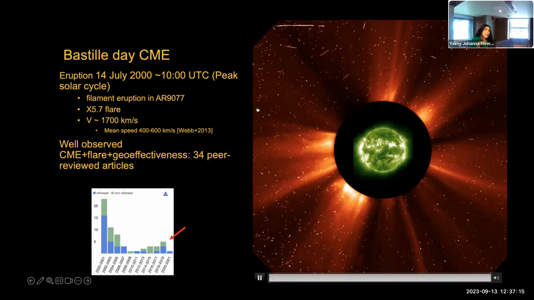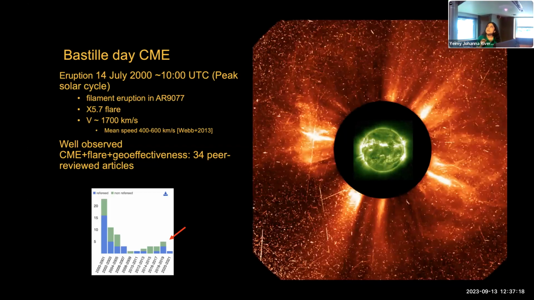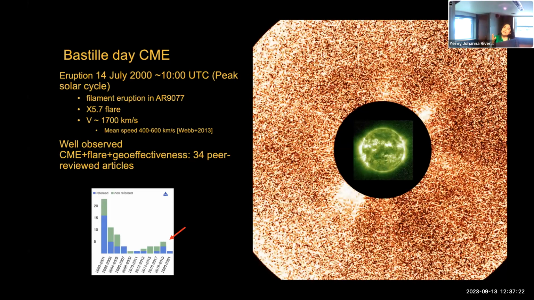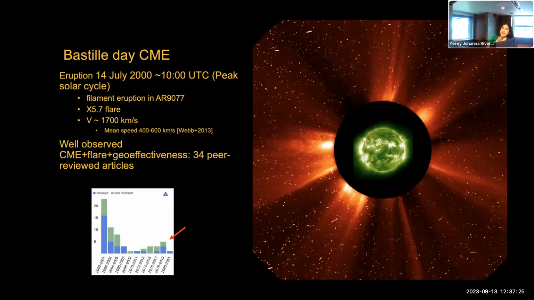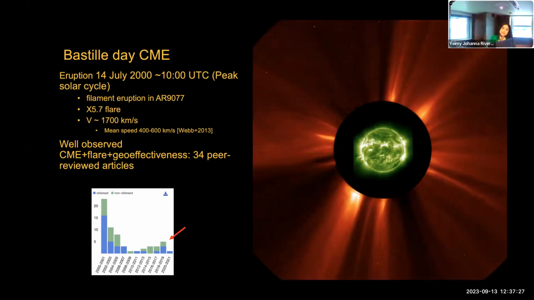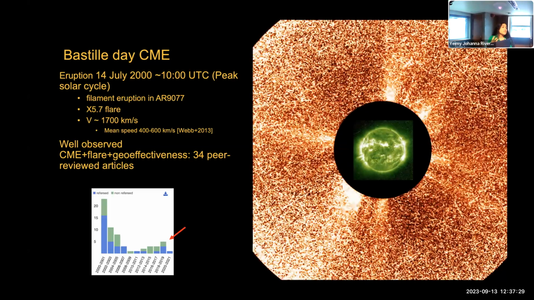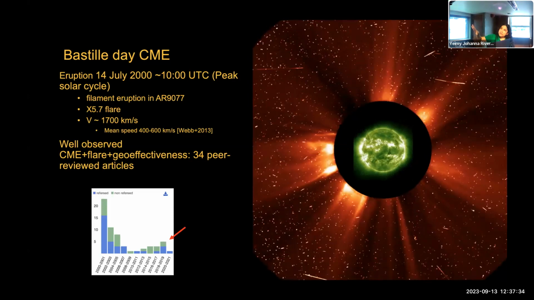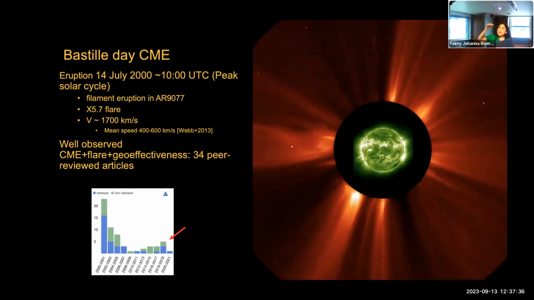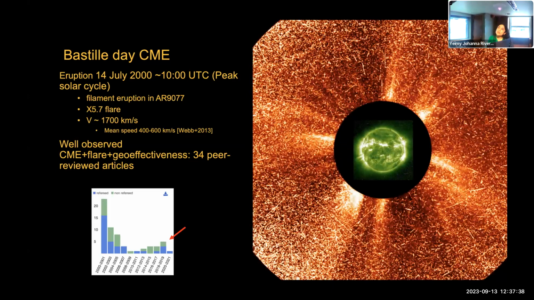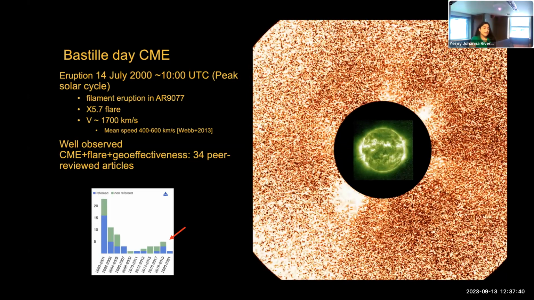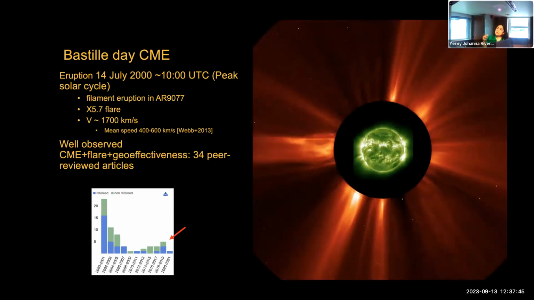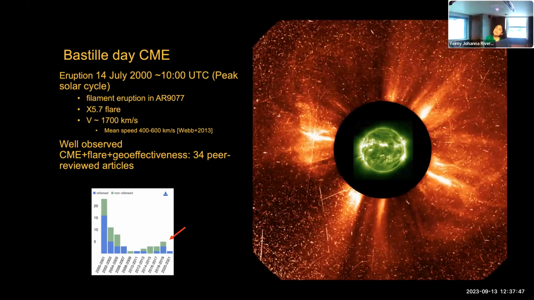But the Bastille Day event was associated with an X class flare. The flare classification goes A, B, C, M, and X, and the classification is associated with the peak of the soft X-ray flux that you see. So it had the highest classification of flare. It was also clocked at roughly 1,700 kilometers per second. So the leading edge within this field of view of the coronagraph was observed to be traveling at 1,700 kilometers per second.